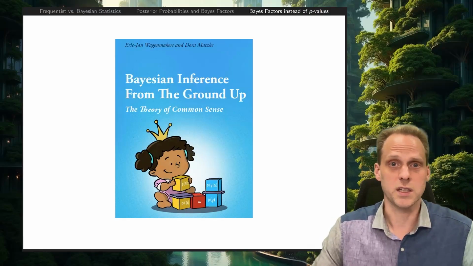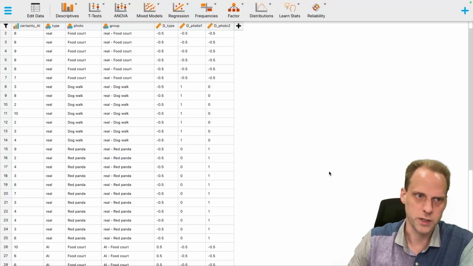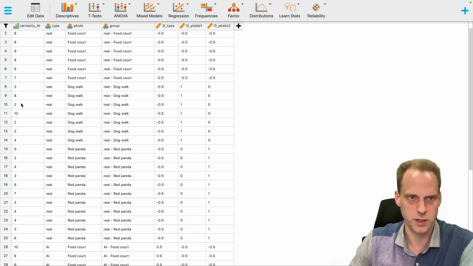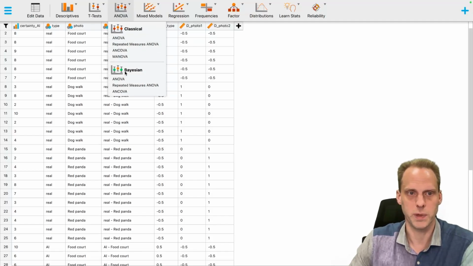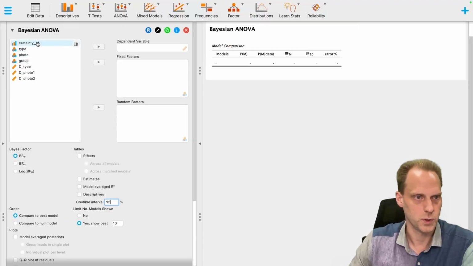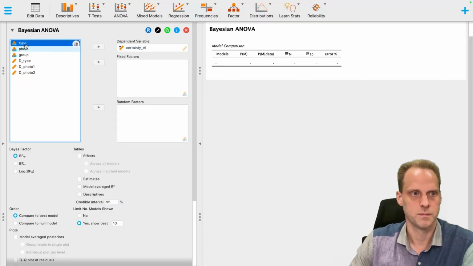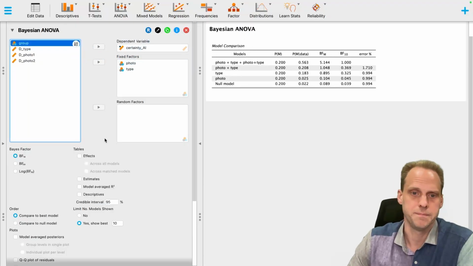All right, so let's actually take a look at JASP. So this is JASP. This is the AI versus real data that I collected earlier in the course. Students saw photos and rated their certainty on whether each was AI generated. We can do ANOVA, and now we can go to the Bayesian button. Actually all of these methods have Bayesian alternatives. Go Bayesian, put our dependent variable in. Then we have the type and the photo. And the input is the same.